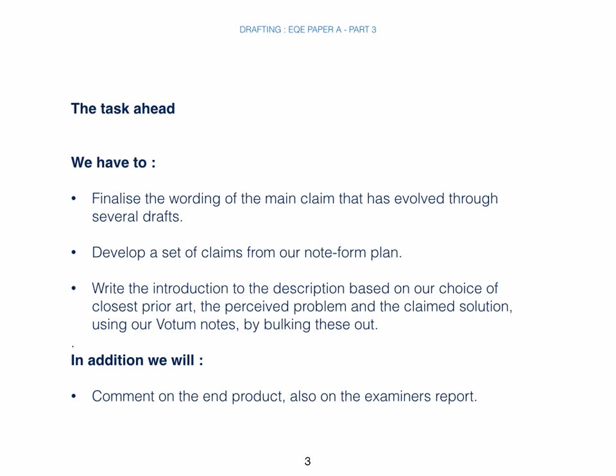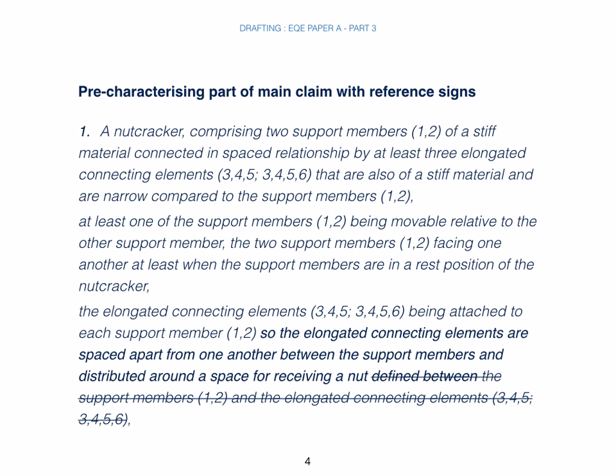So here is the pre-characterizing part of my draft claim as it finished up in part 2, and I've added reference signs. Let's have a look at the claim. I'll read through it. We can read through it together.